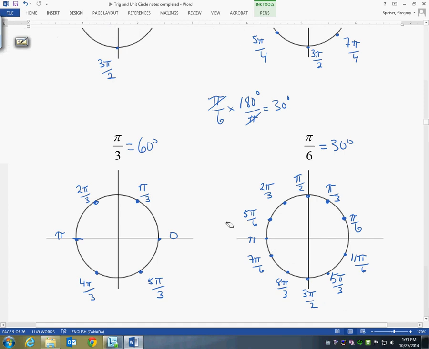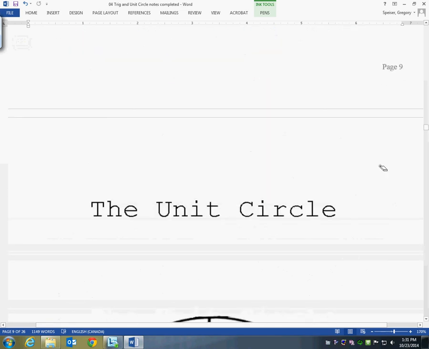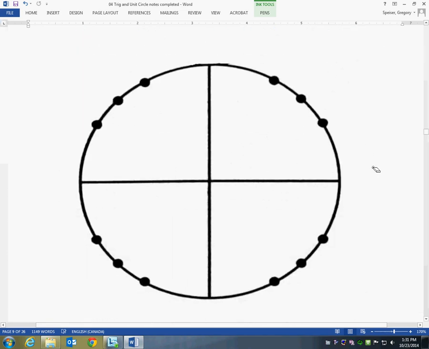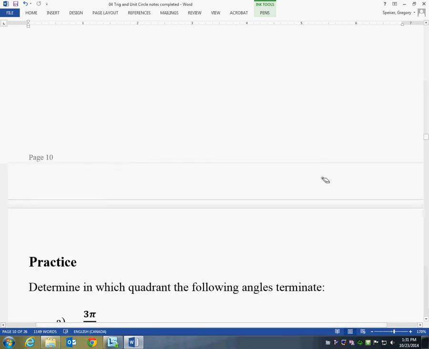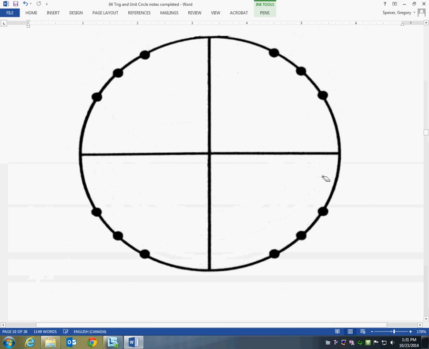So what this will help you do is solve the questions. Here's the introduction to the unit circle, and we can label all that. And on the following page, if I can scroll forward, determine in which quadrant the following angles terminate. So this will help you determine where they are. So what I'd like you to do now is fill in this unit circle.